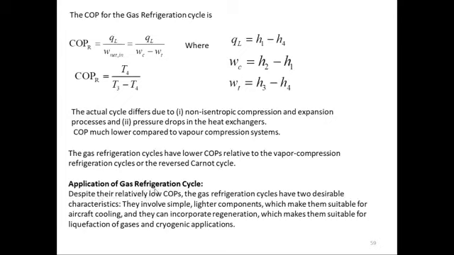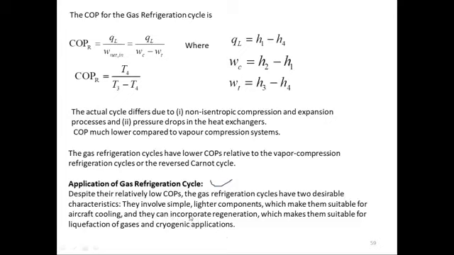So the application of the gas refrigeration cycle, where is it being used? Normally the gas refrigeration cycle is used in aircraft because of its light weight. Despite their relatively low COP, the gas refrigeration cycle has two desirable characteristics. They involve simple, lighter components, which makes them suitable for aircraft cooling, and they can incorporate regeneration, which makes them suitable for liquefaction of gases and cryogenic applications.